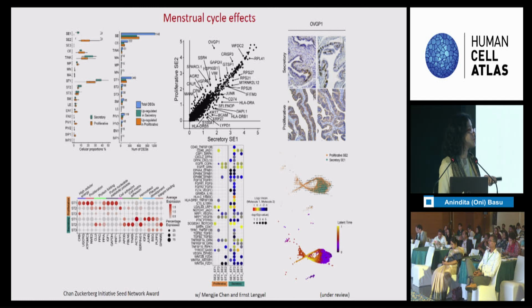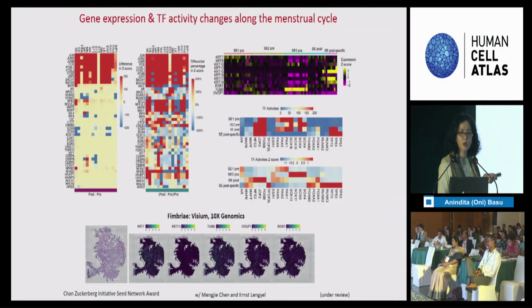Another thing that we can do is to look at differentiation trajectories. So this is looking at the proliferative and the secretory cells, and we can see that these SE1 and SE2 cells are not really two different cell types, but two different cell states that are moving back and forth between the menstrual cycle. There was a question about the differences between single cell and single nuclei RNA-seq.